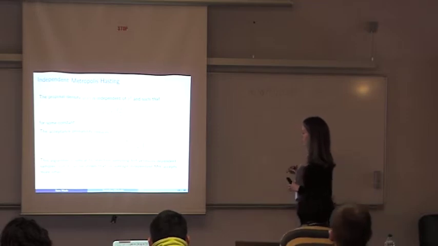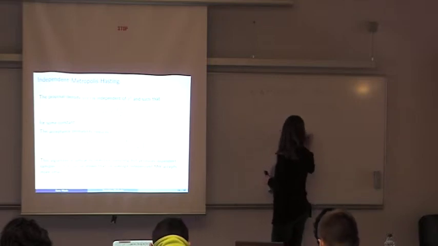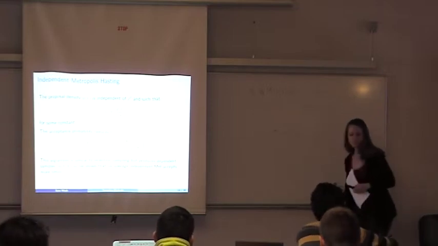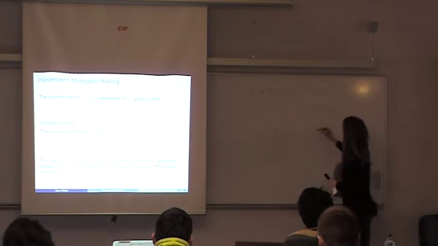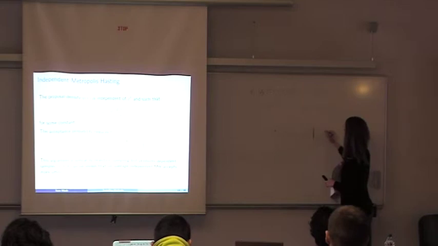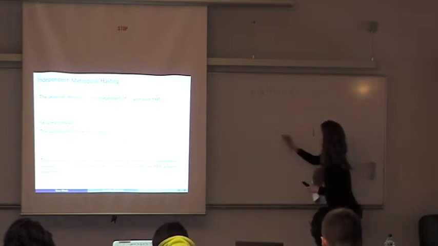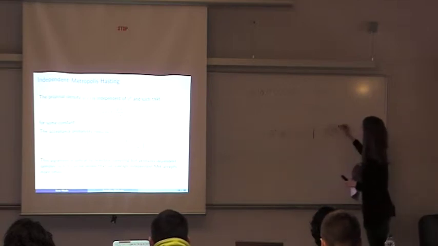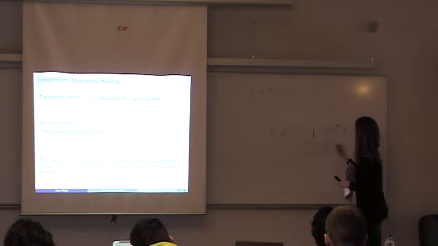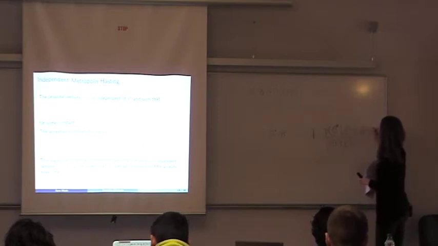What would our acceptance probability be in this case? Our acceptance probability is our target, which is our posterior, evaluated at our candidate, given the data, over our current value, given the data, times our prior.